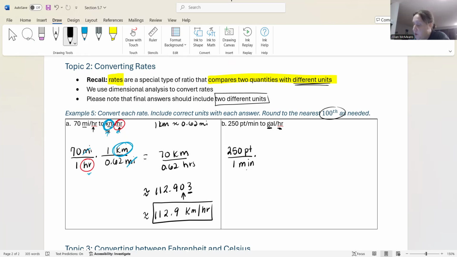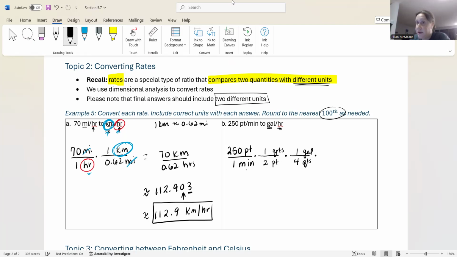So I need to multiply first by a unit fraction that relates pints to quarts, okay? And I happen to know there are 2 pints to 1 quart. I then need to multiply by a unit fraction that relates quarts to gallons. And I happen to know there are 4 quarts to 1 gallon. Now, if you don't remember that, that is absolutely fine. You can use your conversion sheet, okay?